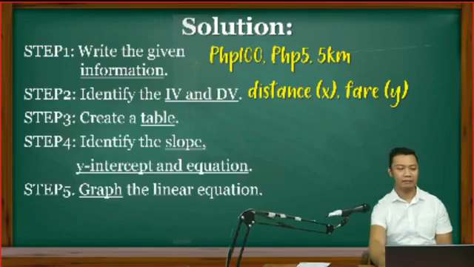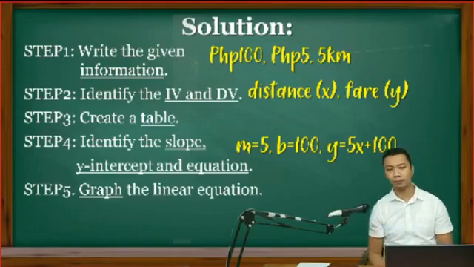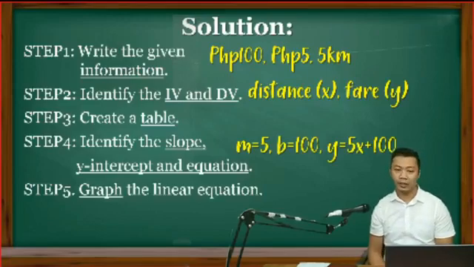Then, let's have step number 4. Identify the slope, y-intercept, the equation, or the function. Okay, m is equal to 5. The slope is represented by m, which is equal to 5 pesos. Because for each kilometer, that is our clue, for each kilometer, that is another 5 pesos. And b is our flag down rate, which is our y-intercept. Can you recall that if x is equal to 0, then y is equal to 100 pesos, flag down rate. And our equation is y equal to 5x plus 100. Please take note that our slope is a positive 5. Okay?